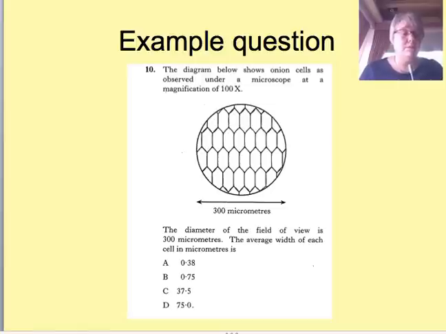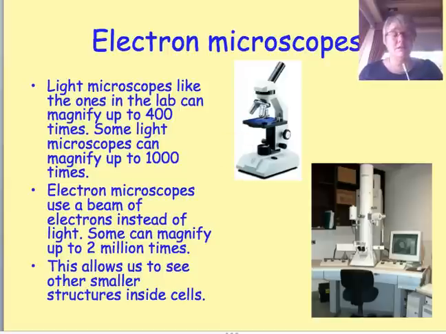Now we're going to have a look in a wee bit more detail at the actual structure of a cell, sometimes known as the ultrastructure. So far we've looked at pictures of cells under the light microscope, and it can magnify things up to about 400 times, or if you've got a very expensive one, 1,000 times. But to look at more detail inside cells, they use something called an electron microscope, and that uses a beam of electrons instead of light, and it can magnify things up to about 2 million times larger than they actually are, and it allows us to see smaller structures inside cells.